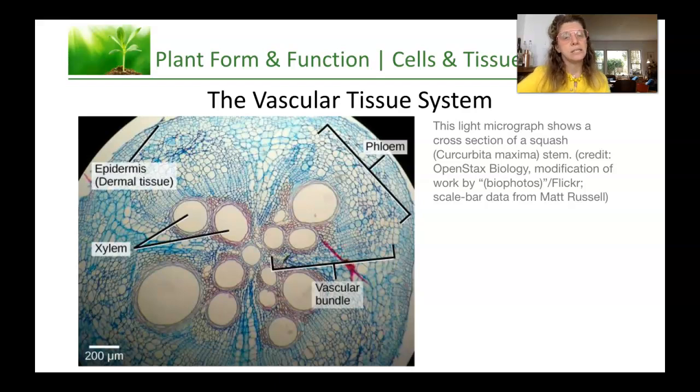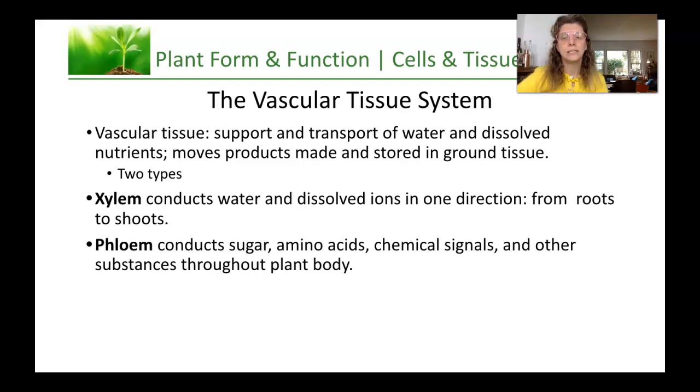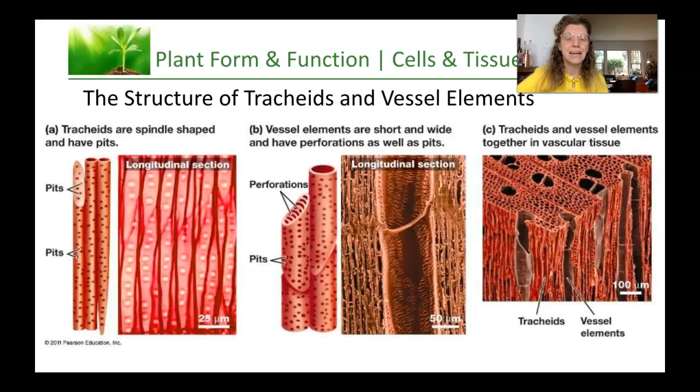And then last but not least, we have vascular tissue. This is probably what you're the most familiar with, the phloem and the xylem for transport of water and sugar and other nutrients. Remember, the xylem conducts water, and in that water we have dissolved ions. It's one directional from roots to shoots. The phloem, on the other hand, conducts sugar, amino acids, chemical signals, lots of different things, and it's in both directions. This is just some of the types of structures you'll see in the vascular tissue.